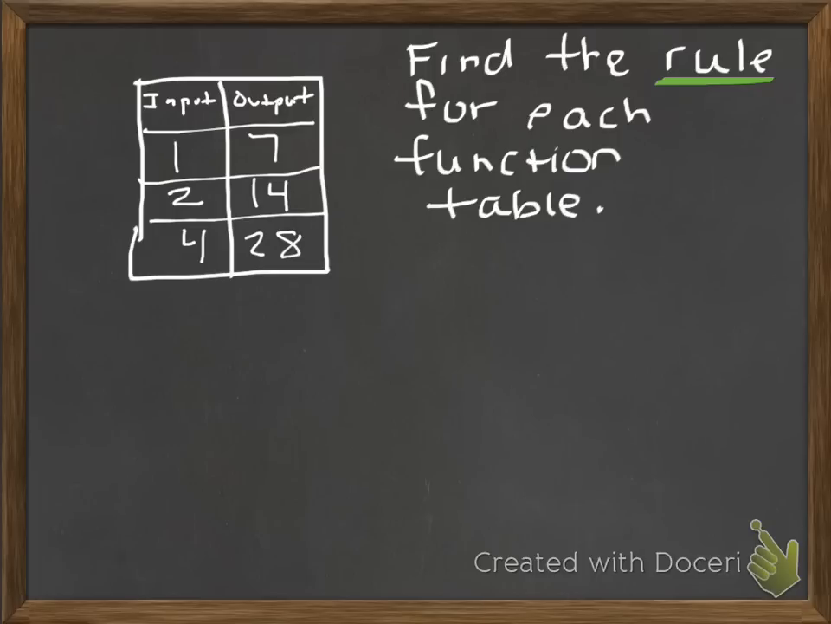So now let's look at multiplication. We can get from 1 to 7 by multiplying by 7. So let's look at the next one. 2 times 7 is 14, and 4 times 7 is 28. So our rule, what would go on our answer line, like right here, would be 7x, because x is our input. So don't forget that x is input, y is output. That is all that would go on that line. Not y is equal to 7x, just 7x, because it says find the rule for each function table.